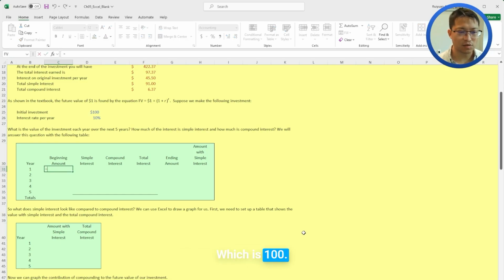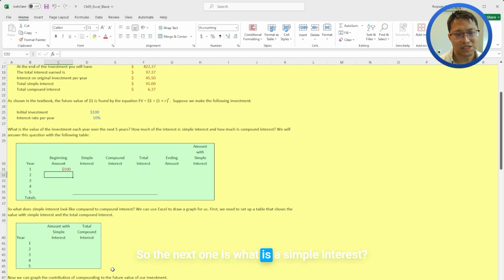Which is $100. Again, we're not going to type in this $100. We are going to refer to this as D25. So this is D25, which is $100. The next one is what is the simple interest? What is the compound interest, the total ending amount, and the amount with simple interest?